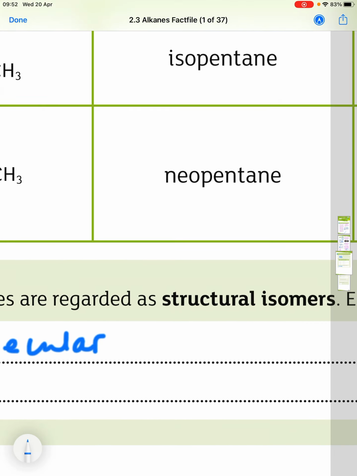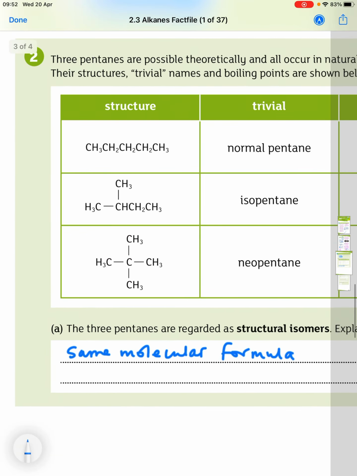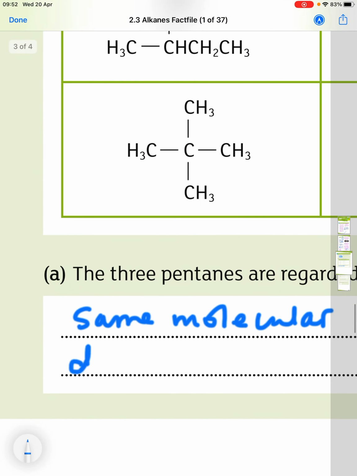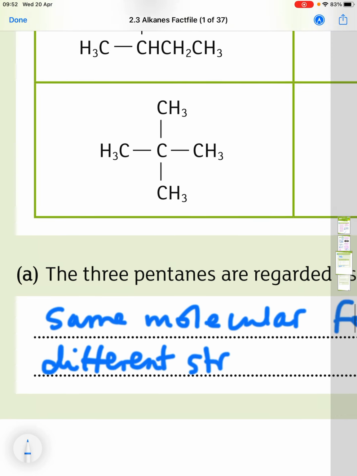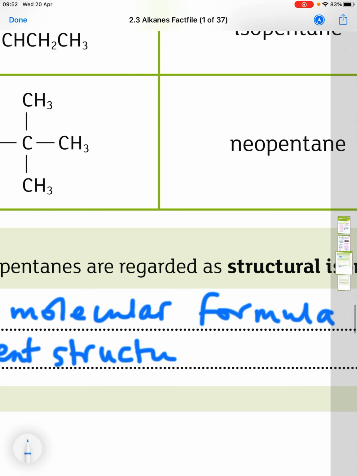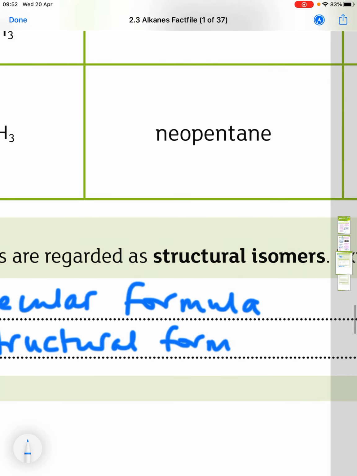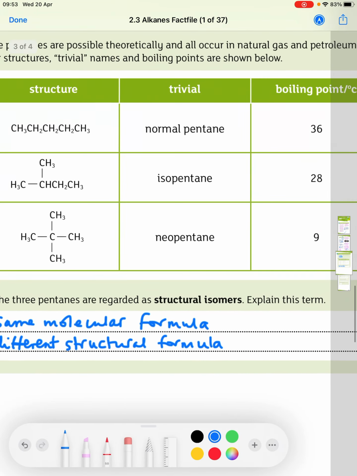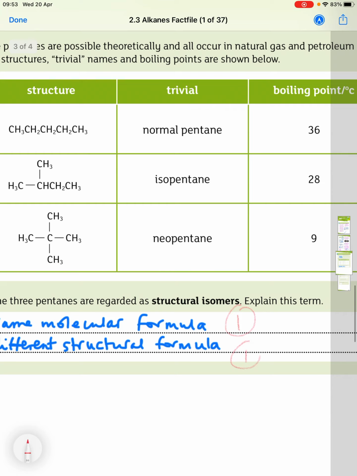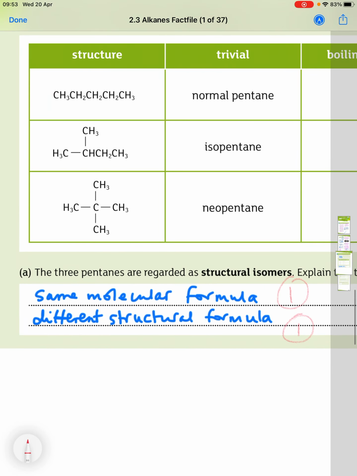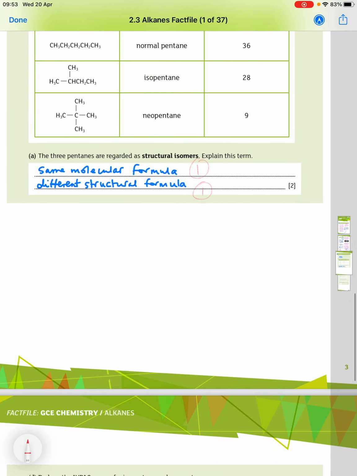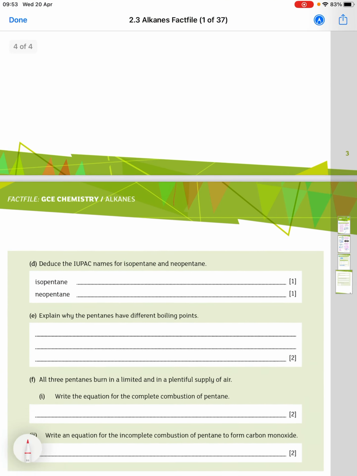So the first mark is for saying they have the same molecular formula. And the second mark is for saying they have different structural formulae. So that's 1 mark for each of those points.